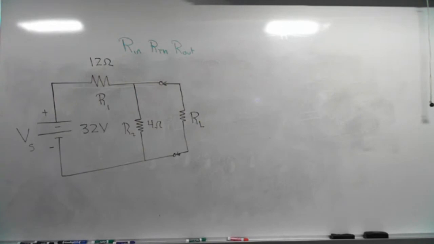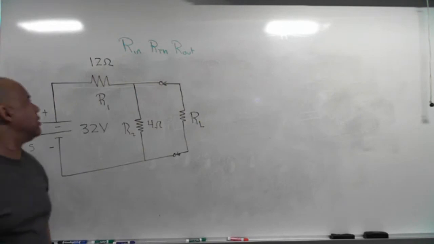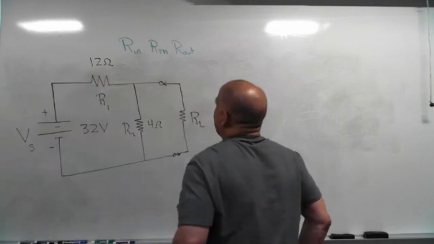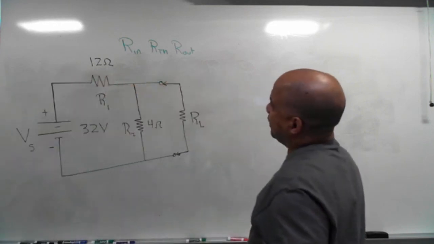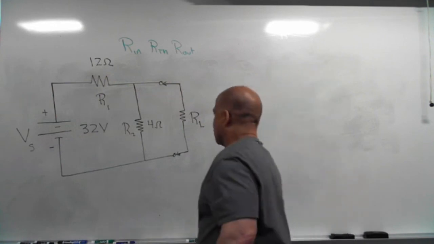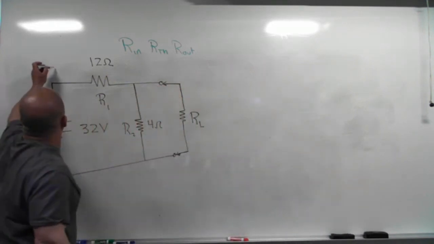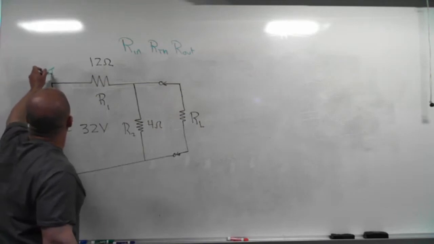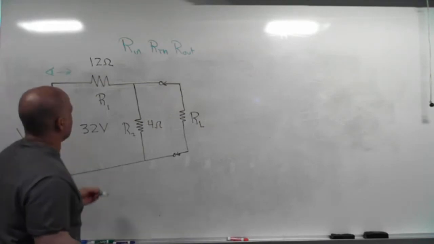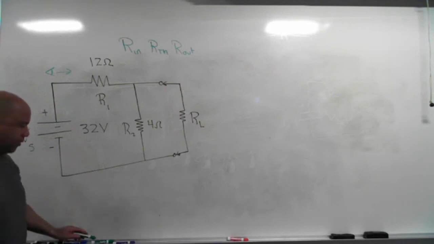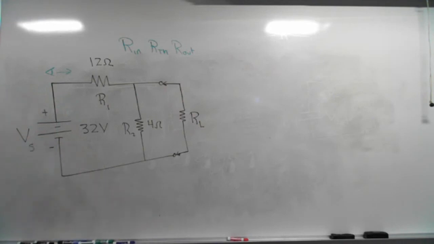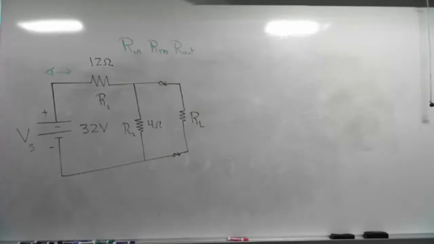All right, let's take a look at this. Well, one of the things you want to find is the input resistance. The input resistance is the resistance from the point of view of the battery. The input resistance is the resistance looking this way, looking in that way, into the circuit. What is the input resistance of this circuit? Would it be 16 ohms? It is 16 ohms. Awesome. Yeah, the input resistance is 16.